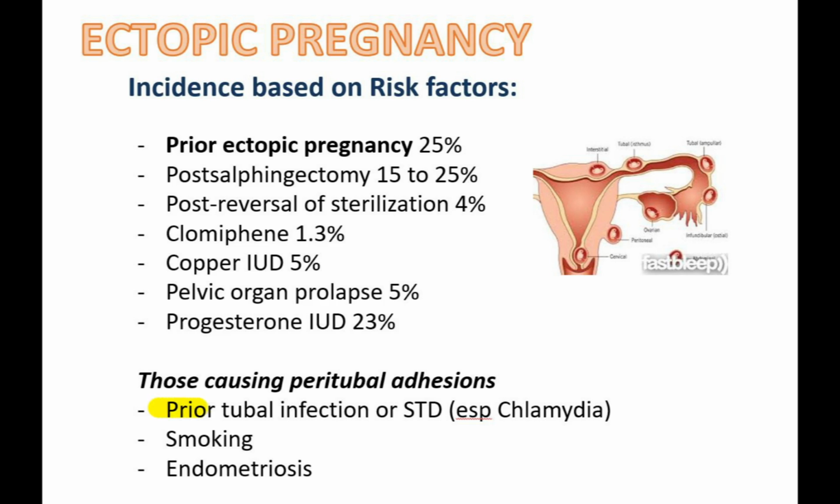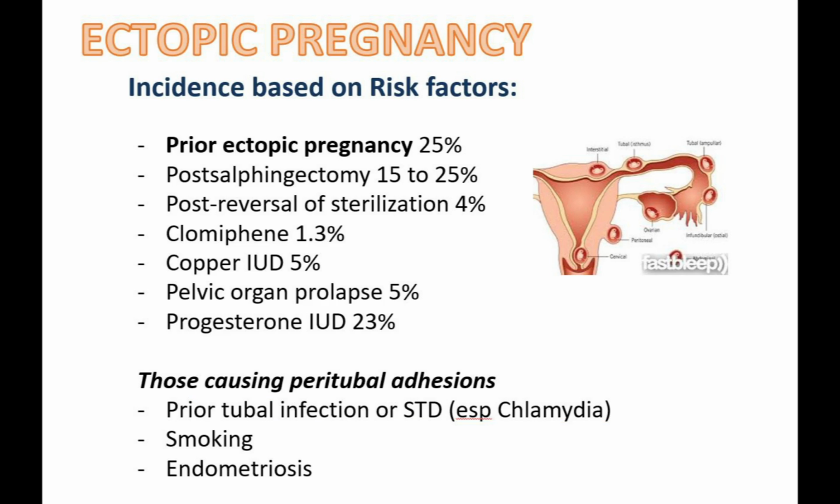Another would be a prior tubal infection or sexually transmitted disease, especially chlamydia. So if a woman has had a history of tubal infection or a sexually transmitted infection that may have led to an ascending infection, then you may develop ectopic pregnancy. Why? Because if this portion is inflamed, it may cause scarring, and scarring will cause the caliber of the tube to become smaller in diameter. Therefore, a fertilized egg cell or a zygote may have more difficulty passing through that adhesion or scar.